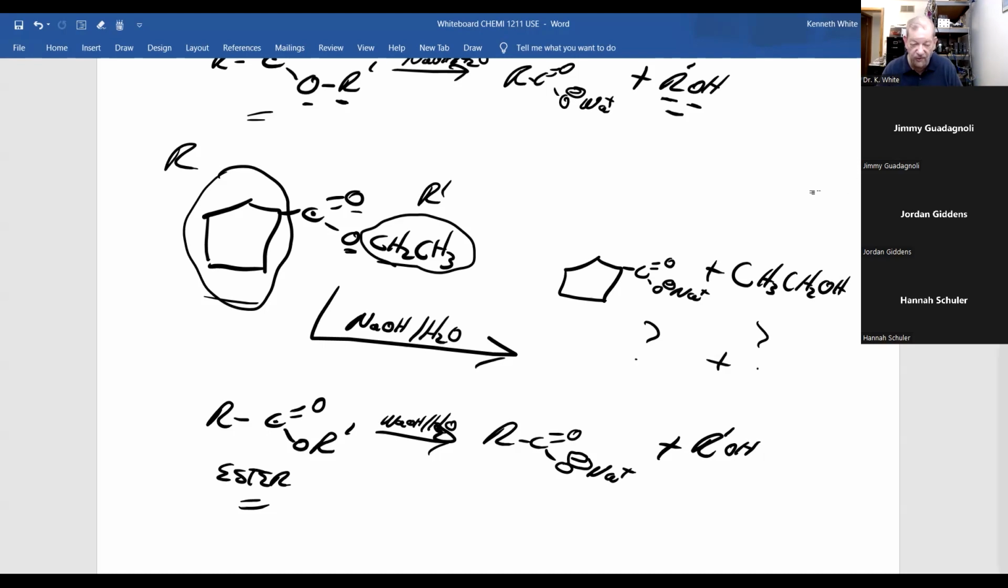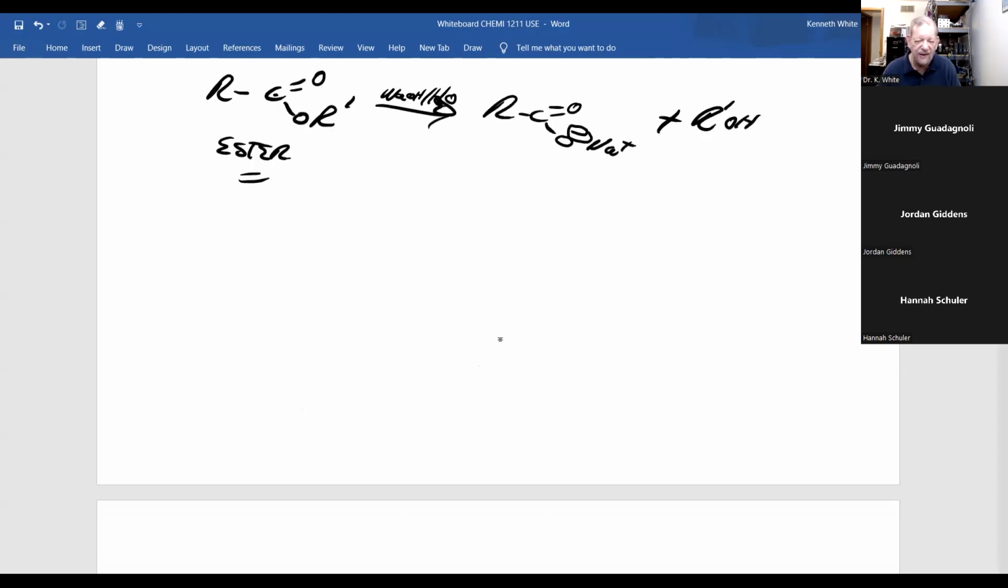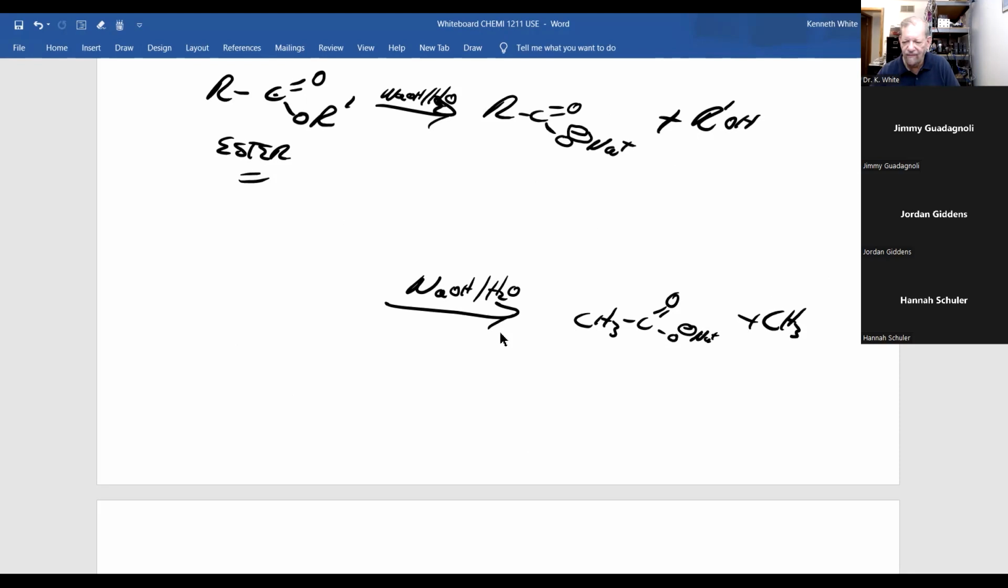Now, later this semester, when we get into fats and oils, I'll show you how this reaction can get your drain pipe clean and unclogged. And we'll go through that. All right, let's try the fun part of organic chemistry. What would you react with sodium hydroxide and water to make those two compounds?